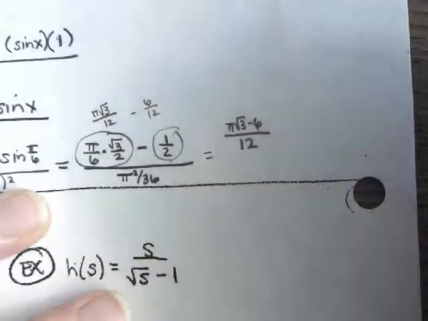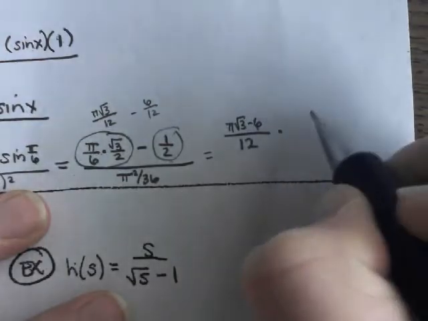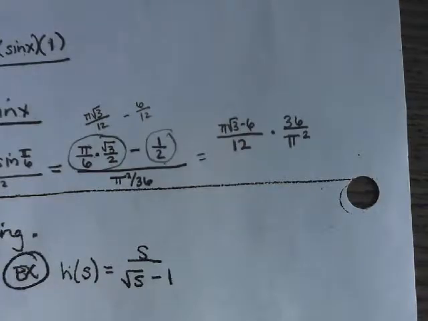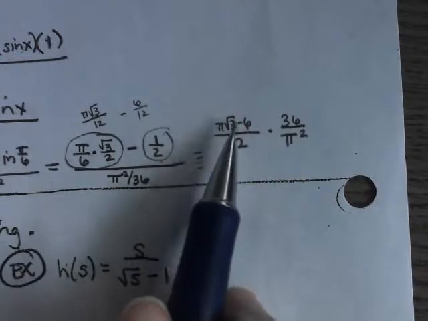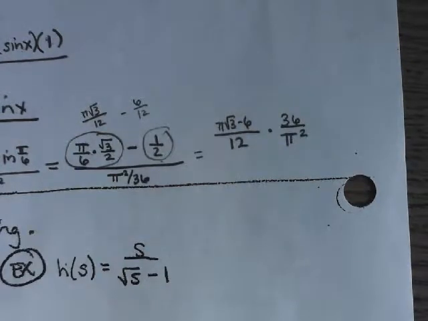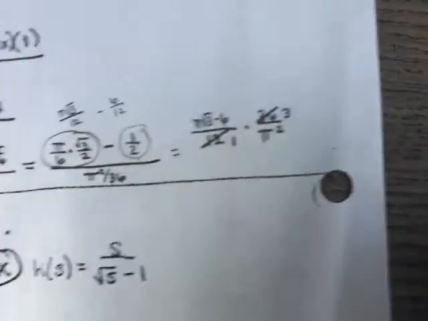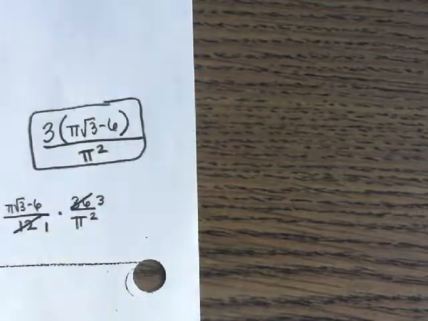So if I keep, change, and flip, does anything cancel? You can't, because this pi is part of a binomial. But I'm glad you said that, because it can never hurt to remind ourselves of that. What can reduce? Right, the 12 and the 36 would just become 1 and 3. So when this is all said and done, it's going to be 3 times pi root 3 minus 6 all over pi squared. That's the value of our derivative at pi over 6.